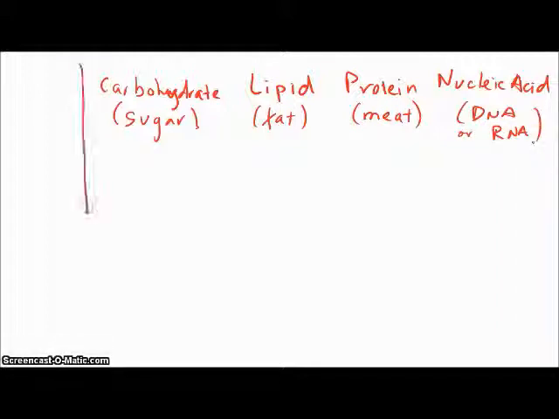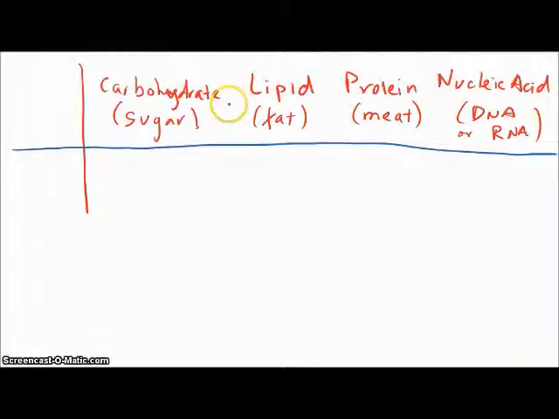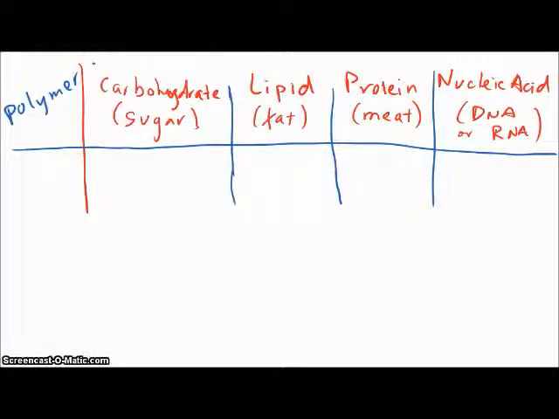Now the reason these things are called macromolecules is because they are actually big polymers made out of smaller little monomers. Now, as we have learned many times before, mono means one. So monomers are the single units of these big macromolecules.